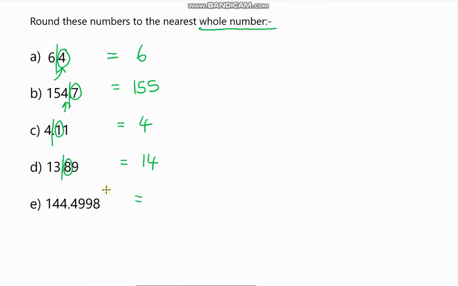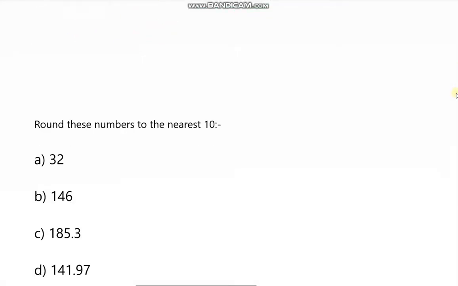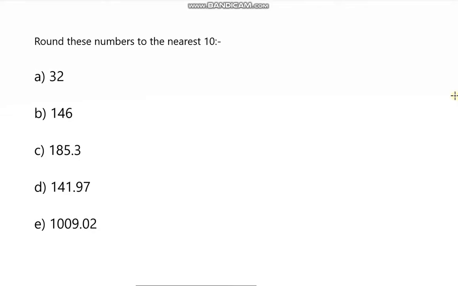And finally, our last one, our whole number, that's the 4 here, 4 units. So we draw a line here and focus on this number here. And this number is less than 5, so we round this number down, so that just stays at 144. Okay. Now what we're going to do is move on to rounding to the nearest 10, and using the same techniques as well. So I'd encourage you to pause the video and have a go at doing these 5 questions yourself.